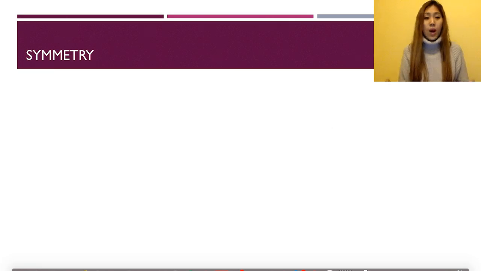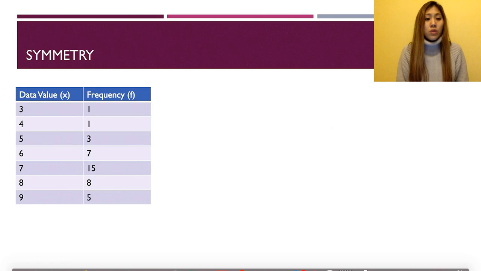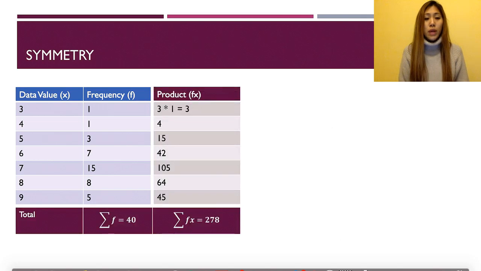Let's take a look at how mean, median, and mode can affect the symmetry, and whether or not symmetry depends on mean, median, and mode. So say we have this data set of data values, 3, 4, 5, 6, all the way to 9, and each one of these data values has these frequencies. What we do to calculate mean, median, and mode is we first find the product, right?